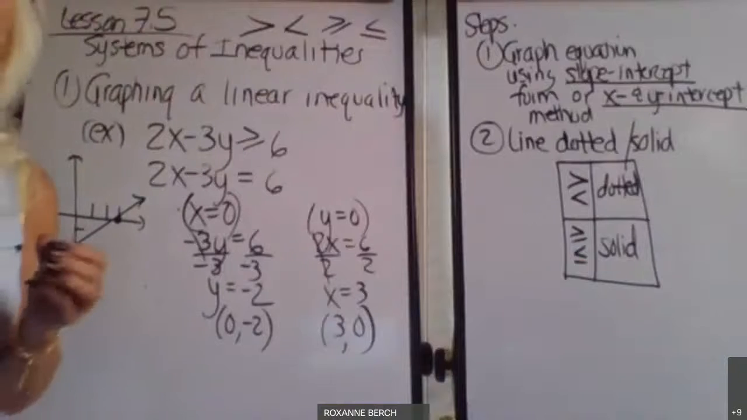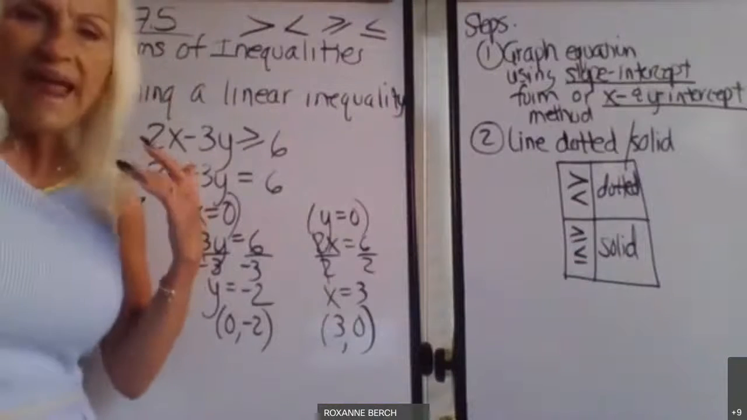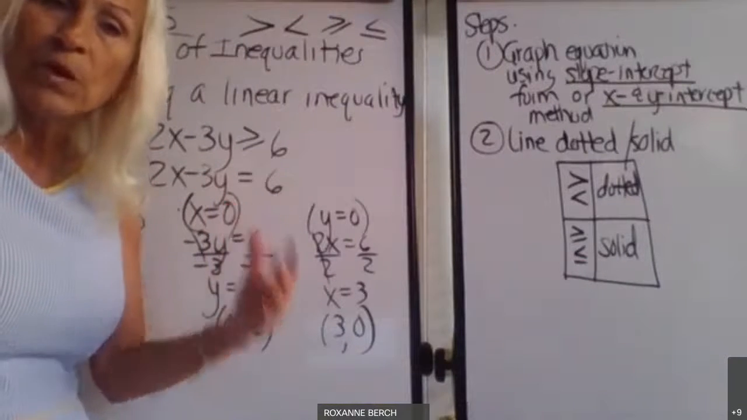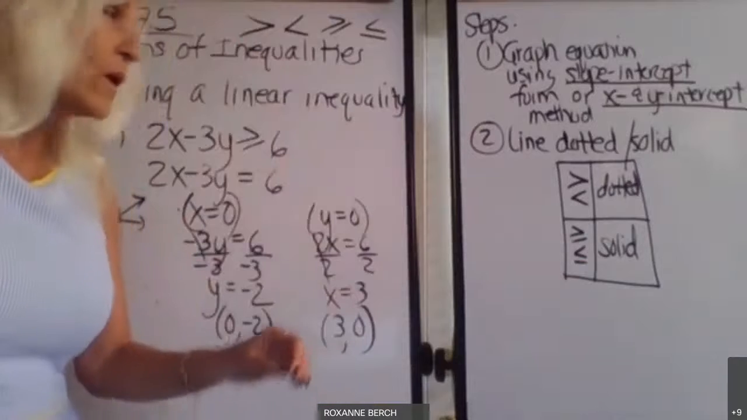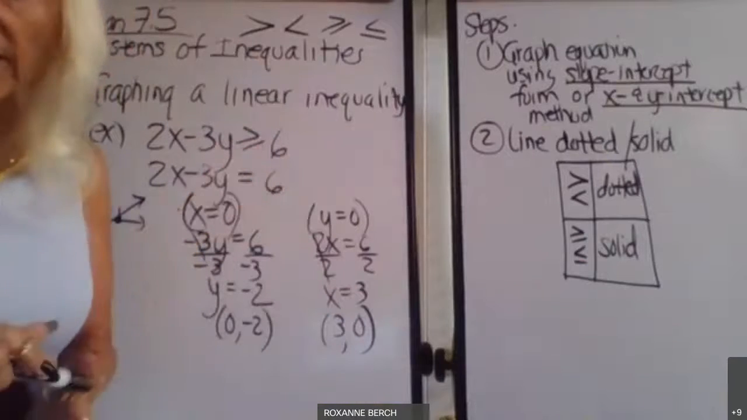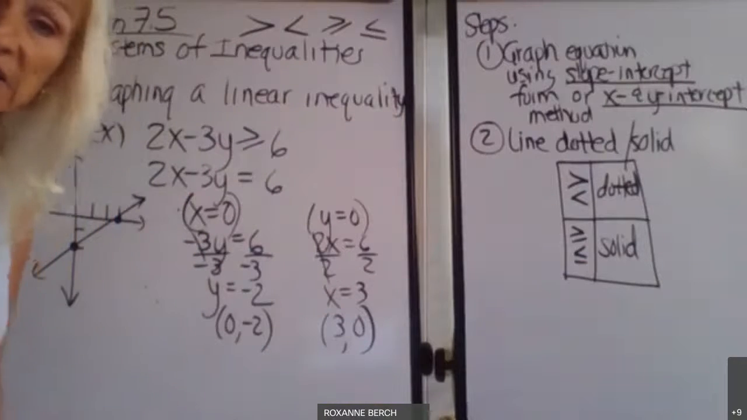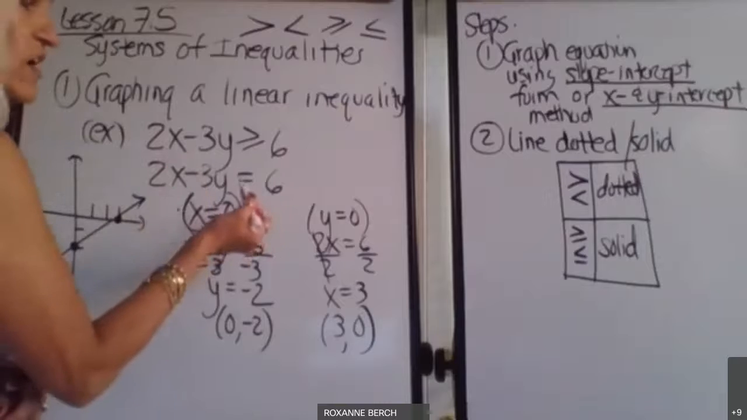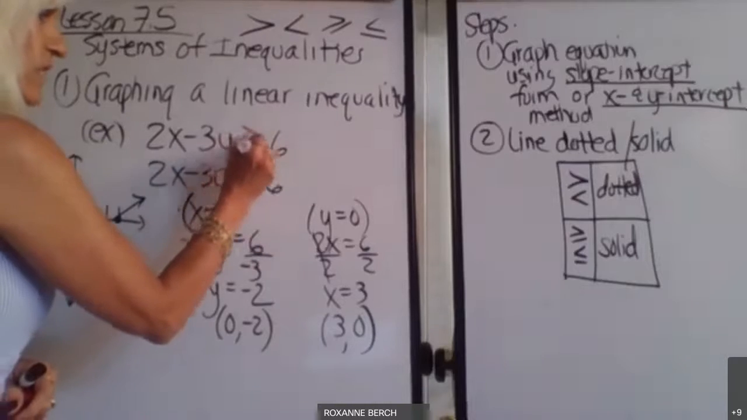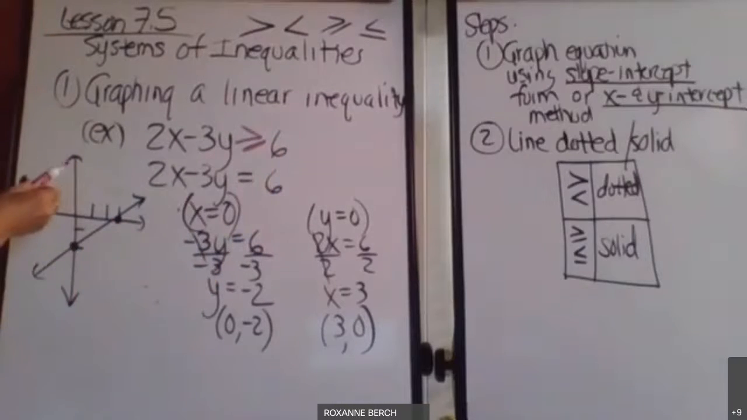Now, here's the thing. When we have an equation, we graph a line. When you have an inequality, there's going to be infinite solutions. So the solutions aren't going to just fall on the line. They're going to fall either above the line or below the line.